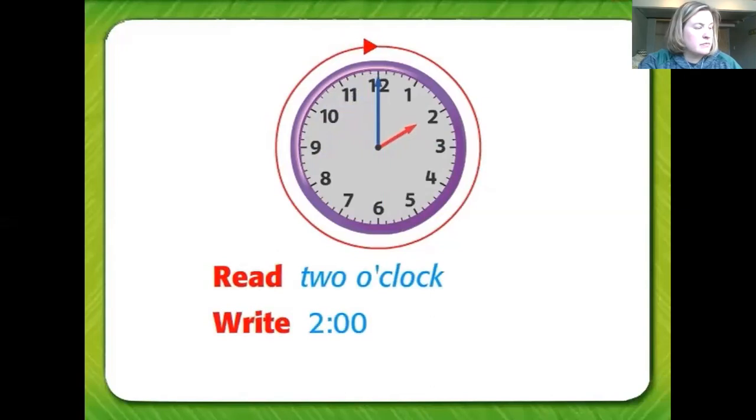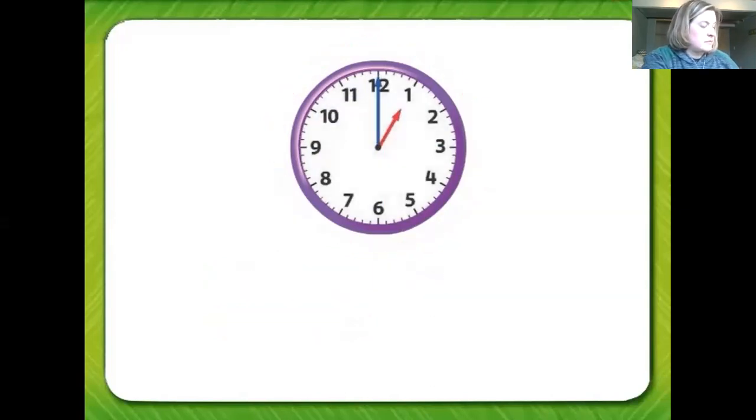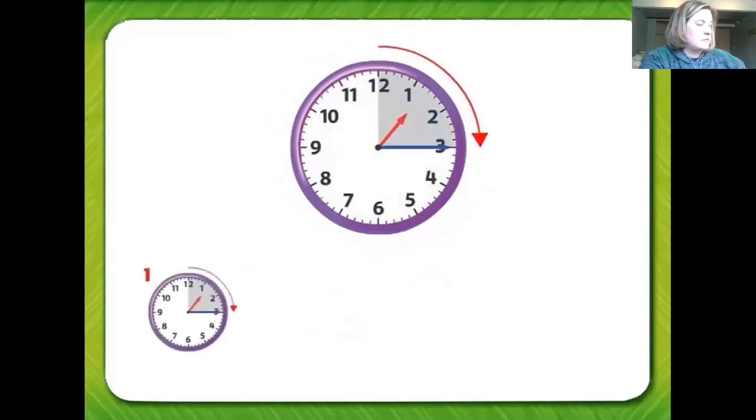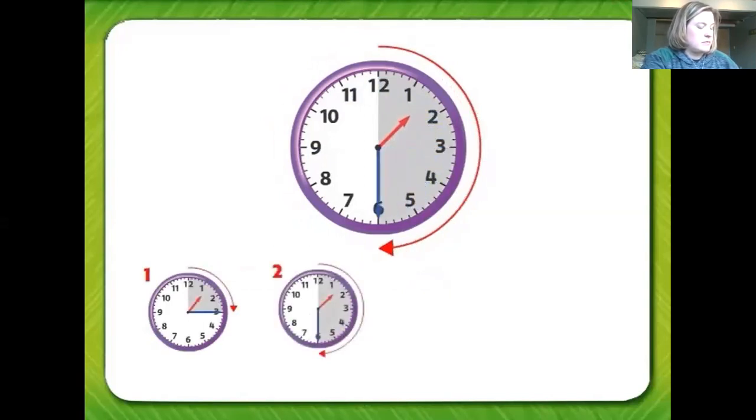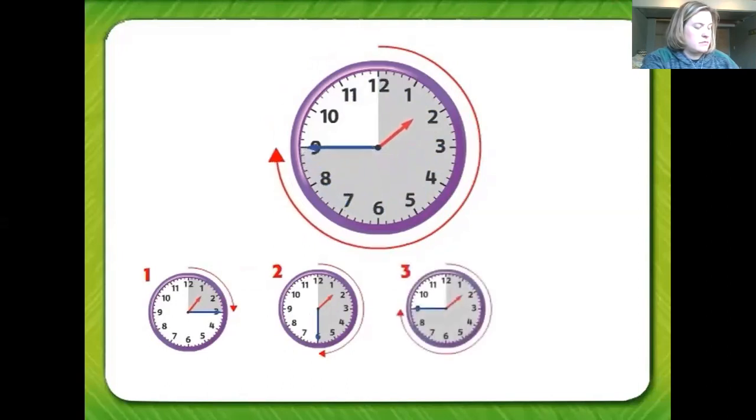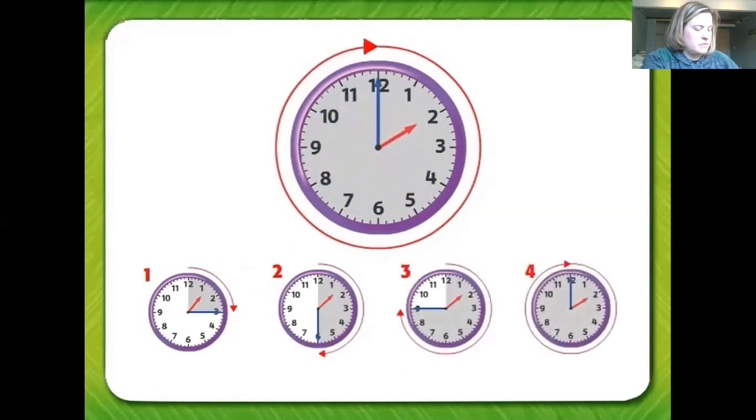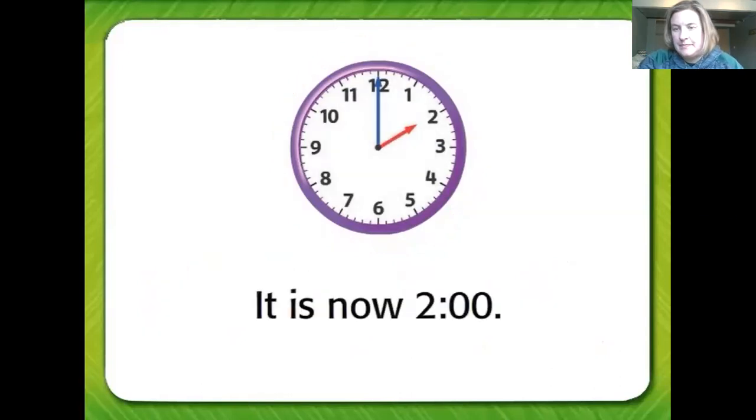How many quarter hours have passed since Max went to the dentist? From 1 to 1:15 is 1 quarter hour. From 1:15 to 1:30 is 2 quarter hours. From 1:30 to 1:45 is 3 quarter hours. And from 1:45 to 2 o'clock is 4 quarter hours. So 4 quarter hours, or 1 hour, have passed. It is now 2 o'clock.